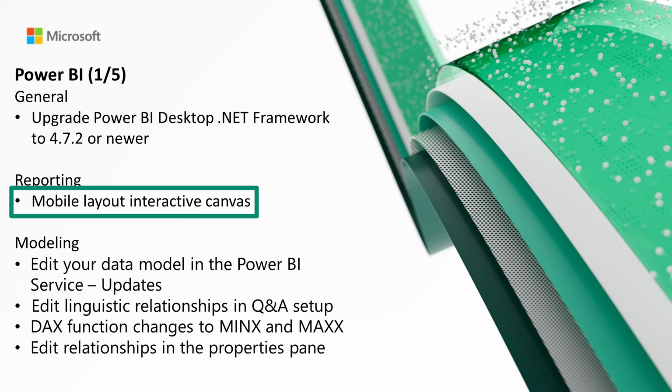Moving on to reporting, Mobile Layout Interactive Canvas. With the latest update, we're happy to announce that we've made the mobile canvas interactive. This new capability provides the ability to test how buttons, slicers, and visuals will behave on the app before publishing the report. But that's not all. With this canvas interactivity, users can now interact with visuals directly and adjust table and matrix column headers to align perfectly with mobile screens. I'm going to hand it off to Michal for a quick demo.